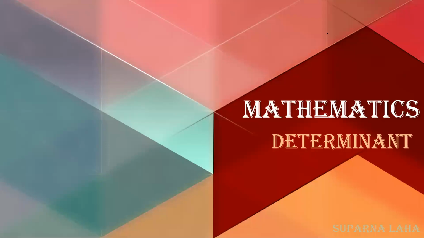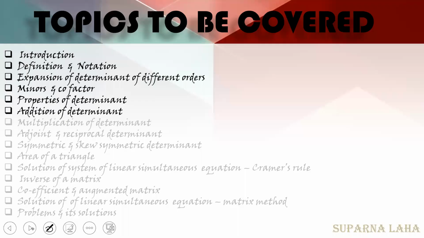Welcome everyone. We are discussing this chapter, determinants, and we already completed up to addition of determinants and some important problems on finding the determinant value using the properties of determinants, and some proofs also. So let us first discuss the next topic, that is the multiplication, adjoint and reciprocal of determinants. So let's start with multiplication.